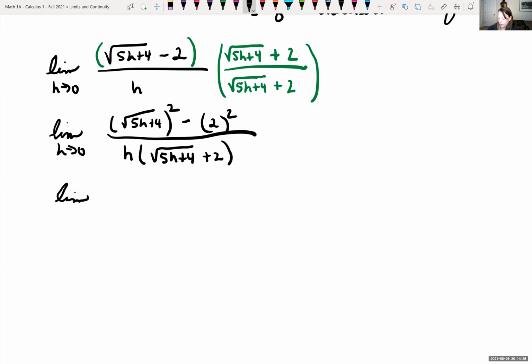So if we square the numerator, squaring the square root of 5h plus 4 gets rid of the radical. You're left with 5h plus 4, minus squaring the 2, we get a 4, all over h times the square root of 5h plus 4 plus 2.